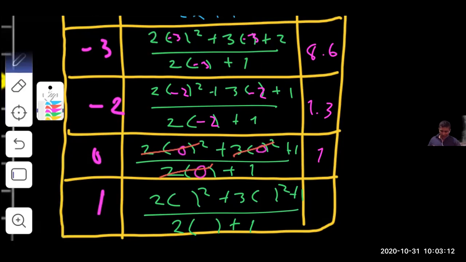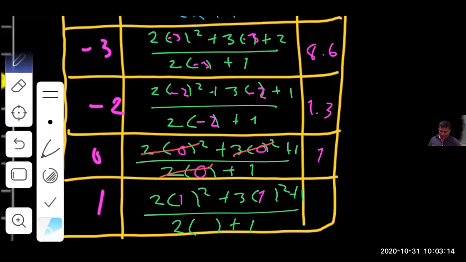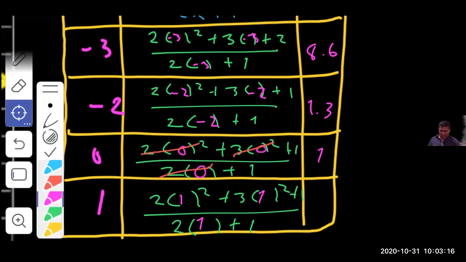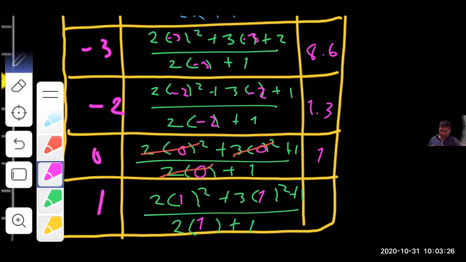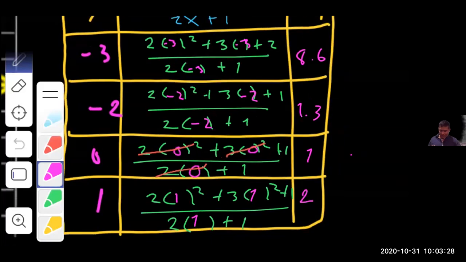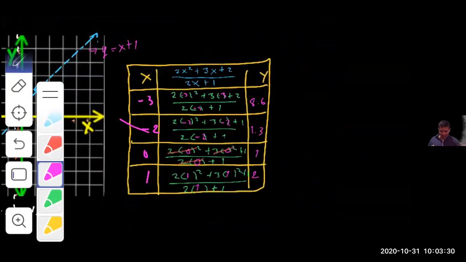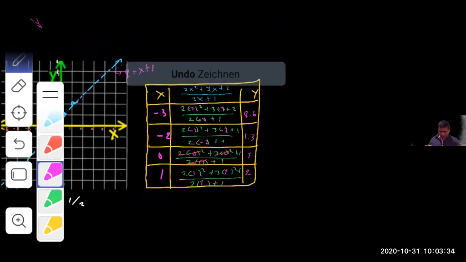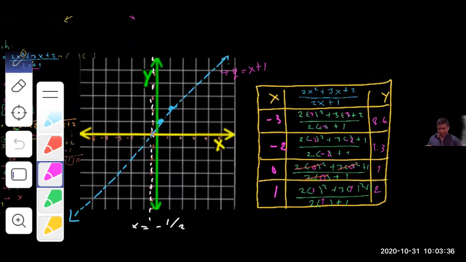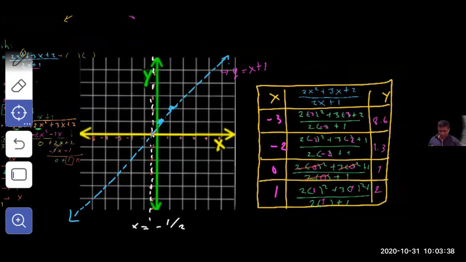Okay, the last one. Let's substitute 1 here, and let's see what we're going to get. We can do it mentally. 2 times 1 is 2, 3 times 1 is 3, 3 plus 2 is 5, 5 plus 1 is 6. 6 over 3. I think it's going to be 2, guys. Please let me know if I'm right or wrong.